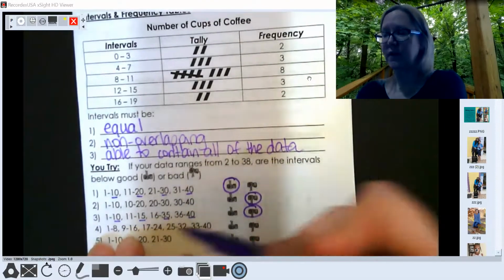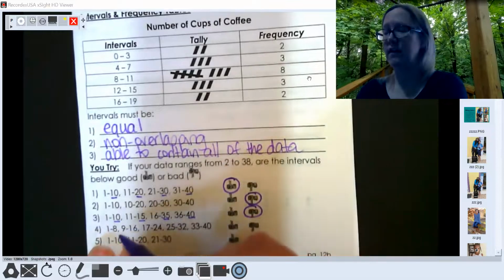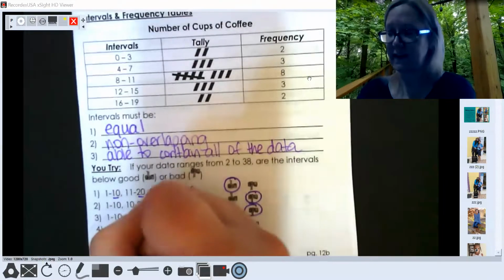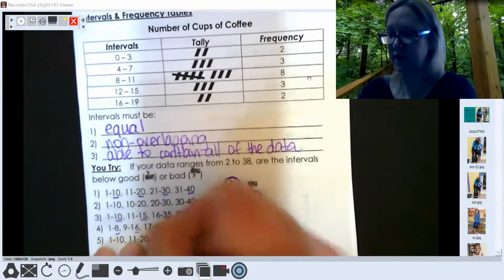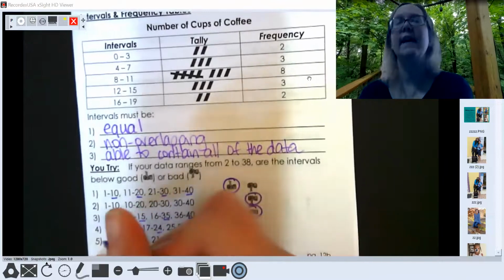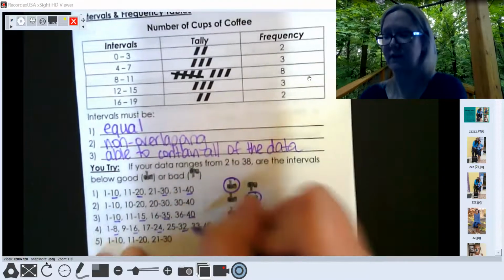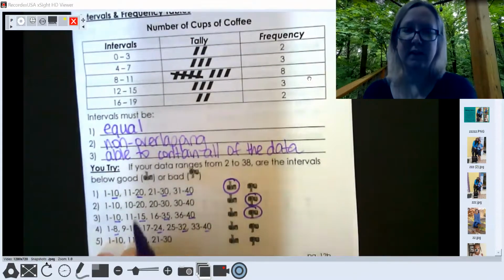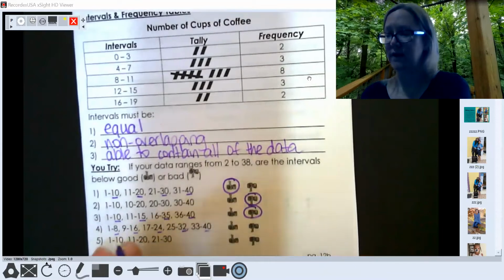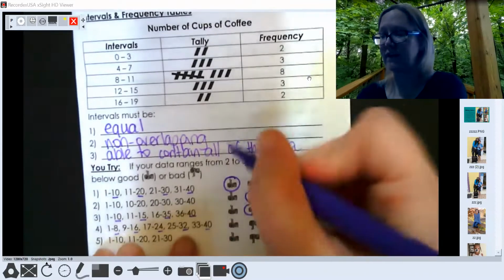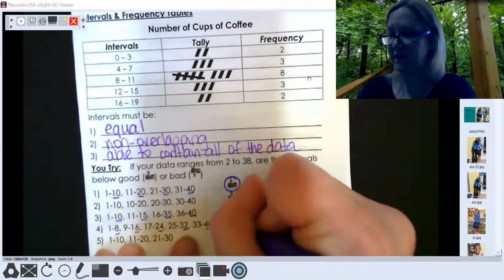This fourth one, the intervals are equal, and I can see that again by looking at the second number in each interval: 8, 16, 24, 32, 40. I'm counting by 8, so I can see those intervals are equal. They don't overlap, and it contains all the data from 2 to 38, so this set of intervals would be good to use.